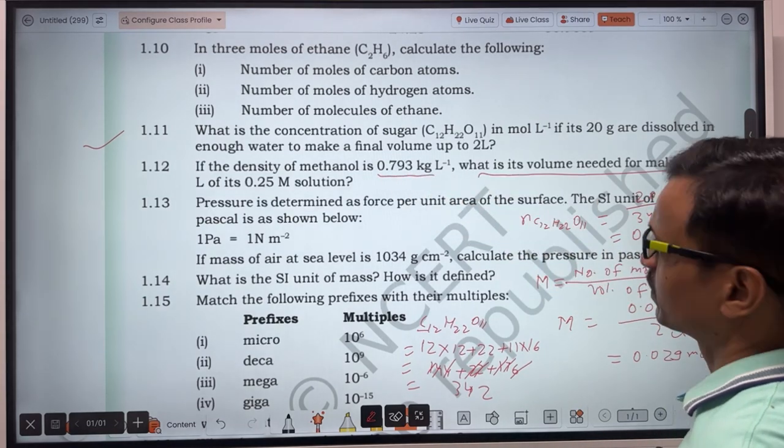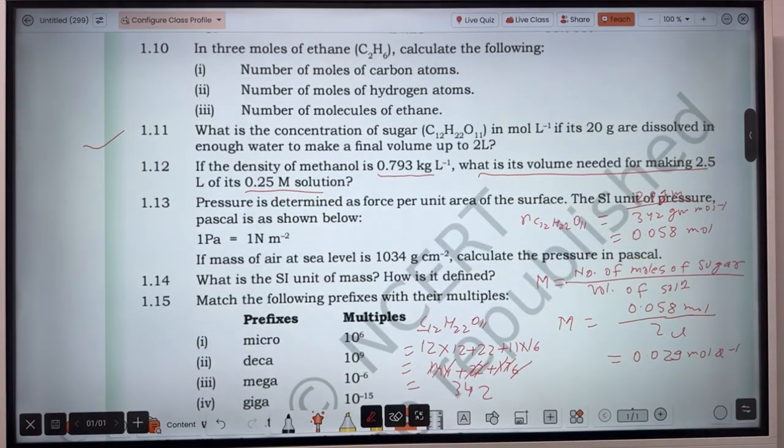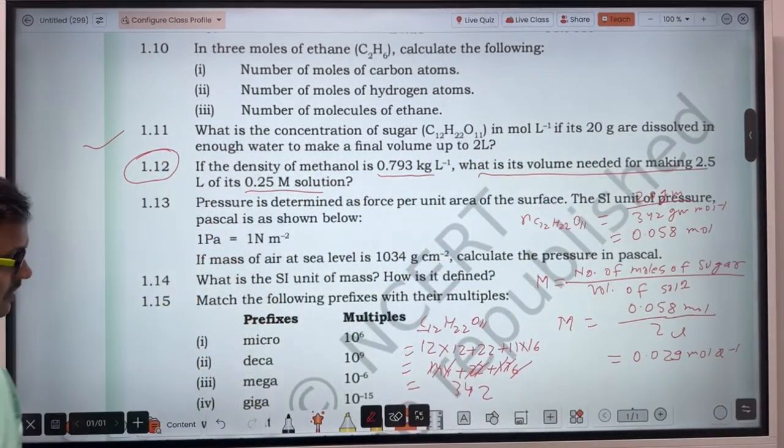Now, the density of methanol is given. What is the volume needed for making 2.5 liter of this much molar solution? This question, firstly you try by yourself. If there is any problem, I shall discuss. Okay, 1.12, try this question by yourself first.